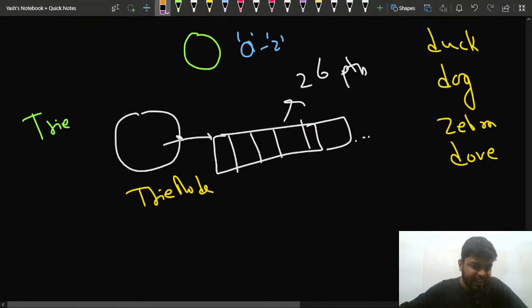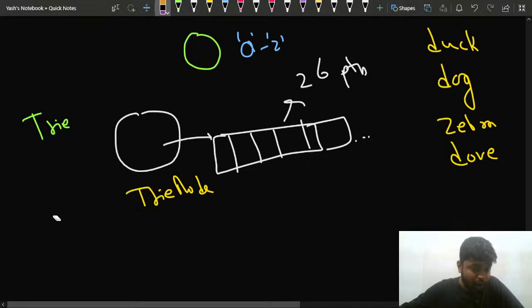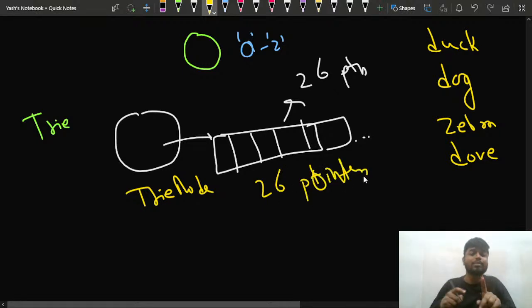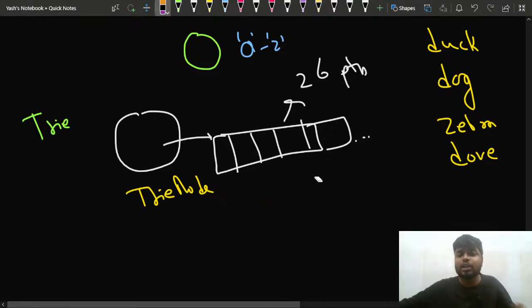Okay, now if you have a node of a tree, it has a left and it has a right. But for a trie, you have 26 pointers. What does it mean? It means to represent the 26 alphabets. How do I do that? I'll explain a little bit more, but it has 26 pointers basically to represent all the 26 alphabets.